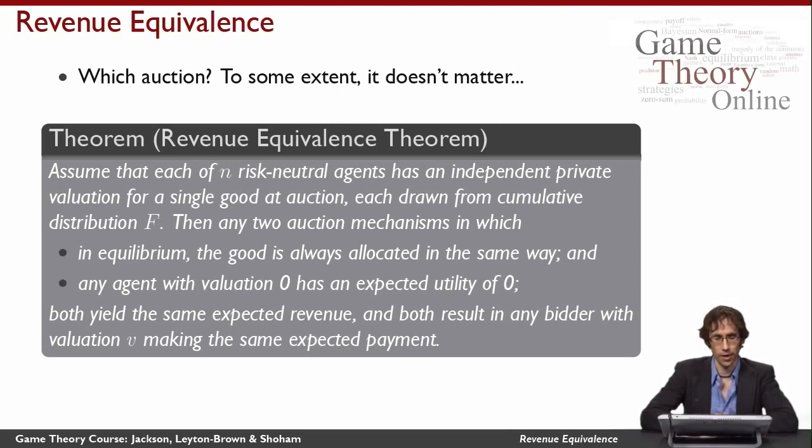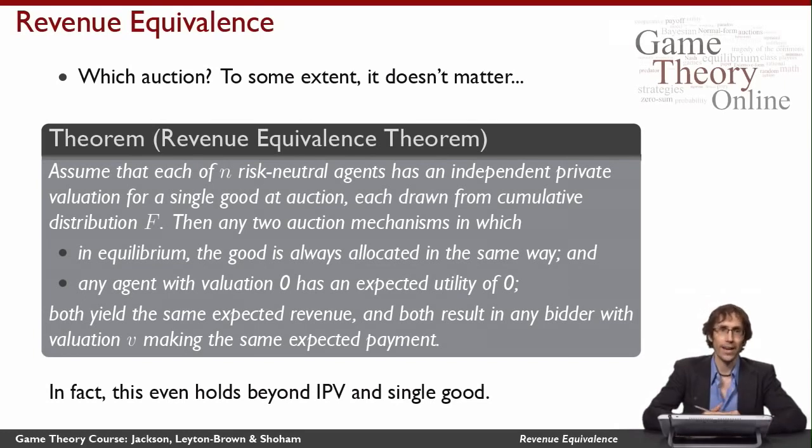If these two properties hold across both of these auctions, then the revenue equivalence theorem tells us that both auctions yield the same expected revenue, and indeed that both result in any bidder with the same valuation making the same expected payment. So in other words, as long as two mechanisms allocate in the same way, and as long as they charge an agent with the lowest possible valuation the same amount, 0, then the rest of their payment functions have to be the same as well. So you can't get extra money out of agents without changing the allocation function or the payment of the lowest valued agent.